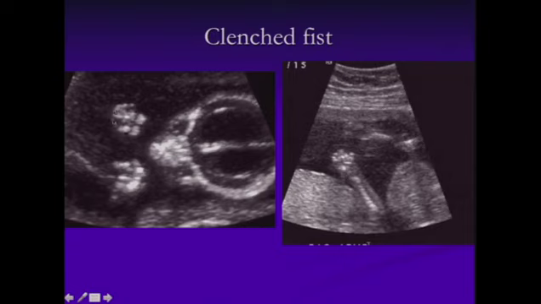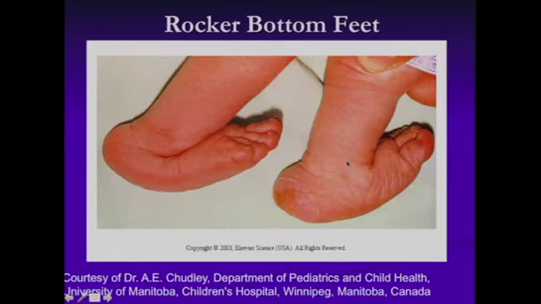In contradistinction to this is the clenched fist. And the clenched fist is classically seen in trisomy 18. Here you can see a fetus also has ventriculomegaly. But these clenched fists, we can't even show how we would hold a fist in this position, because not only are the fists closely tightened, but they also have overlapping digits, as you can see here. Rocker bottom feet are harder to illustrate sonographically, so instead I have this image that was taken from Dr. Chudley from the Department of Pediatrics and Child Health at the University of Manitoba, and it shows you the nice rocker bottom feet that you'll see in a fetus with trisomy 18.